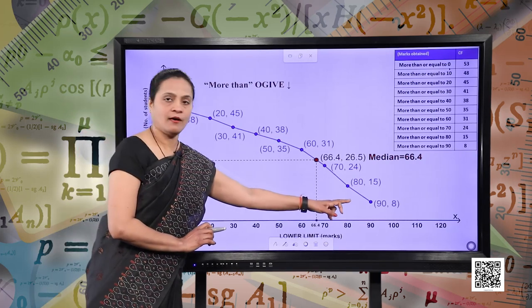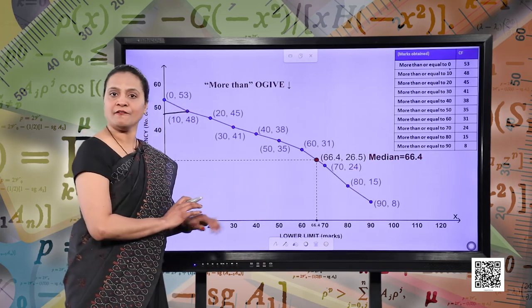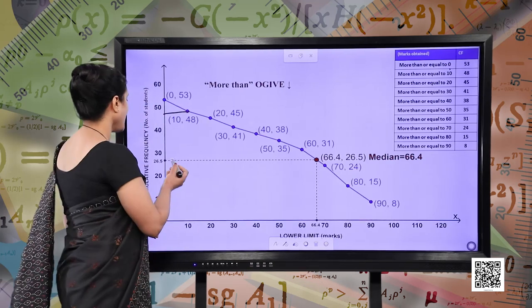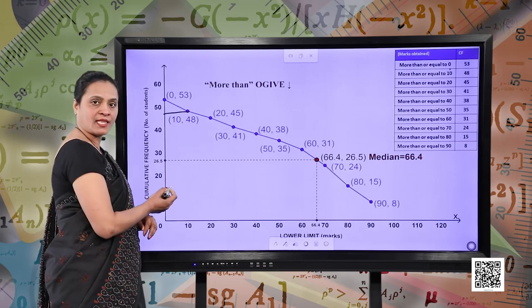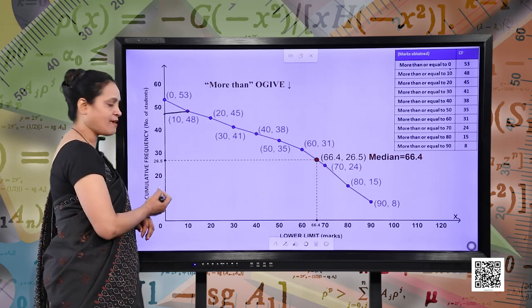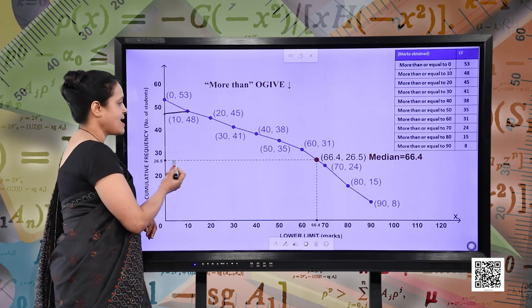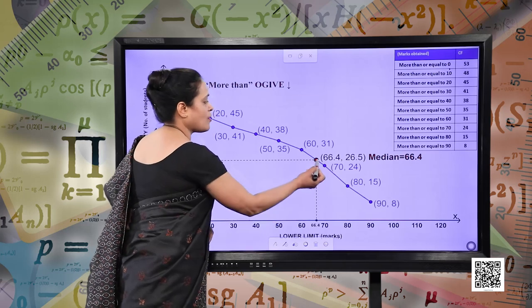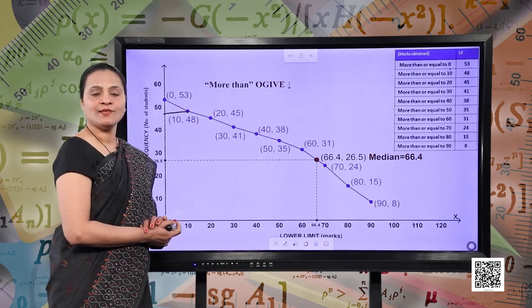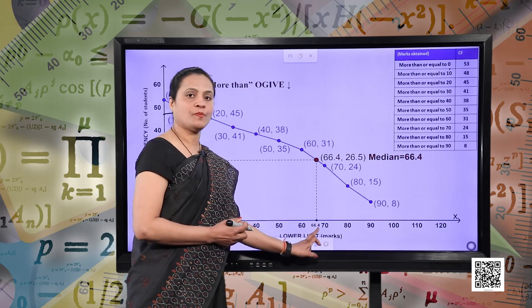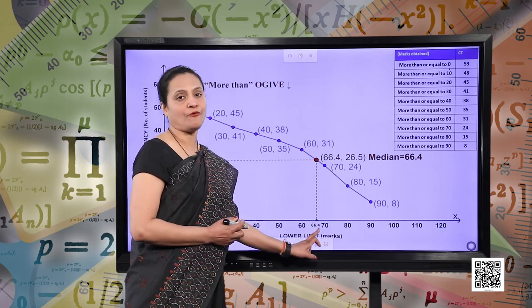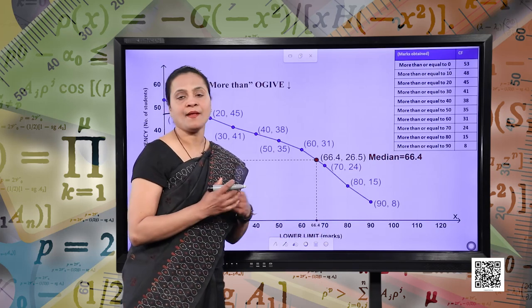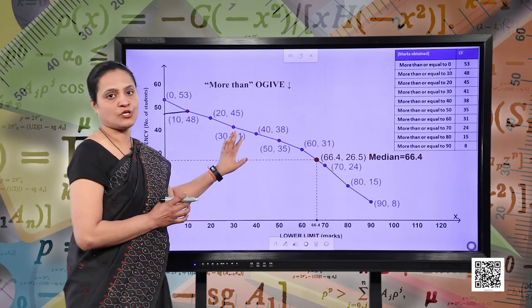After getting this curve, again from this curve alone, we can find out median. We will again locate half of 53, which is 26.5 on y-axis, get the point on the curve, and take the x coordinate of this red point. So, the x coordinate of this point is 66.4. This 66.4 represents our median for this distribution.